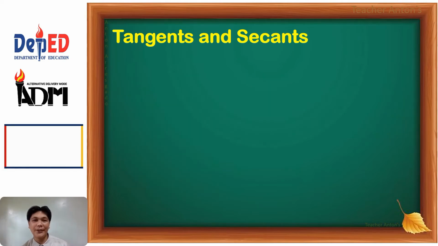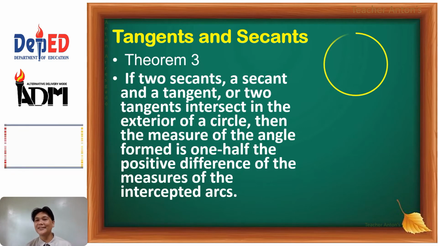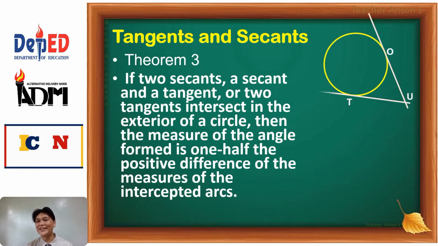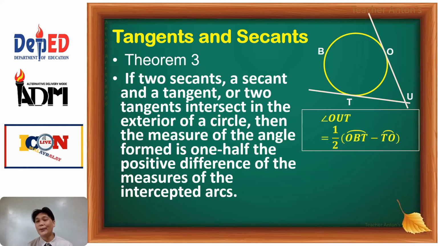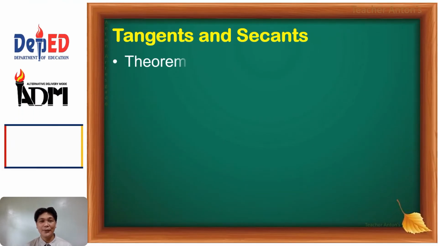To continue with our Theorem 3, the third situation, we have there a circle, a tangent, and another tangent. To solve for the measure of our angle OUT, it is equal to 1/2 times the positive difference of arc OBT, the bigger arc, minus the arc TO. So I have presented you the three situations for our Theorem 3. Now, let's proceed to Theorem 4.